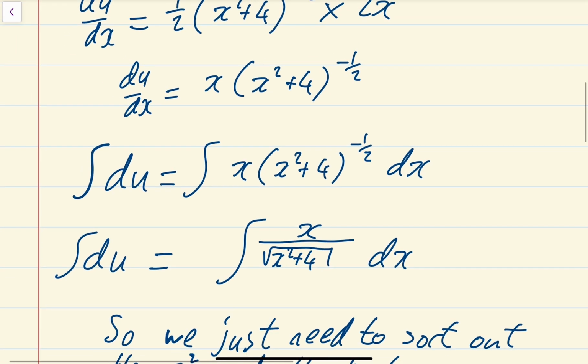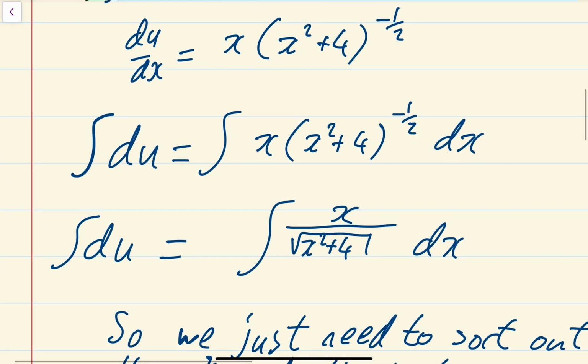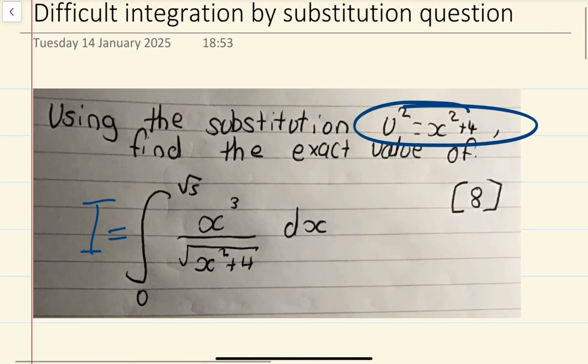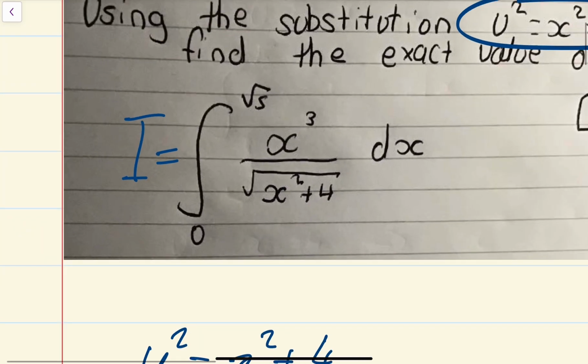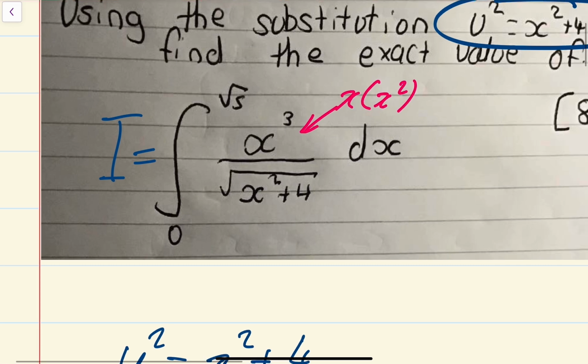Okay, let's look back to what we've got here. We have shown that all of this on the right hand side, the integral of x over the square root of x squared plus 4, integrated with respect to x, just becomes the integral of du. So we've massively simplified this expression. So let's look back at the original expression. Unfortunately, the original expression didn't just have x in the top line, it had x cubed. So x cubed you can think of being x times x squared. So we've already sorted out the x bit of it. We need to sort out the x squared, and we also need to sort out the limits as well.